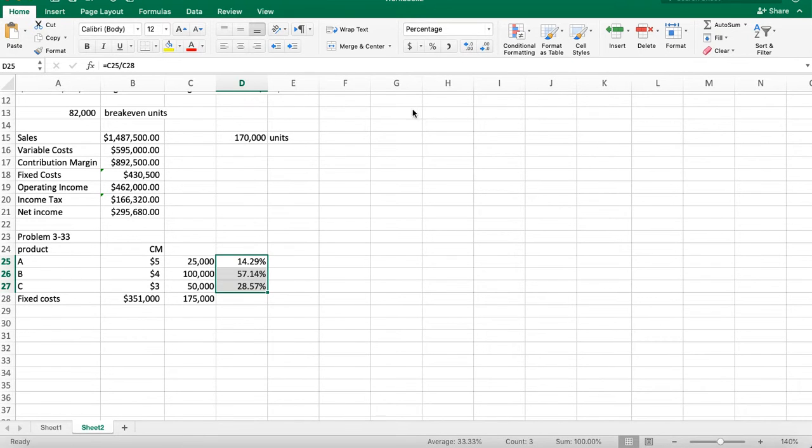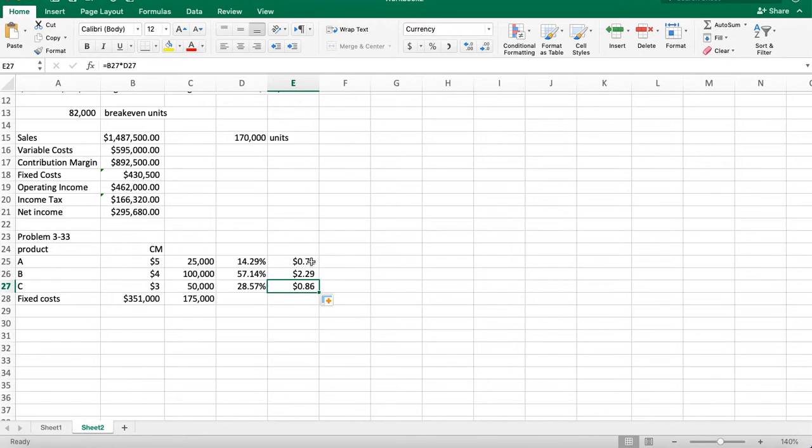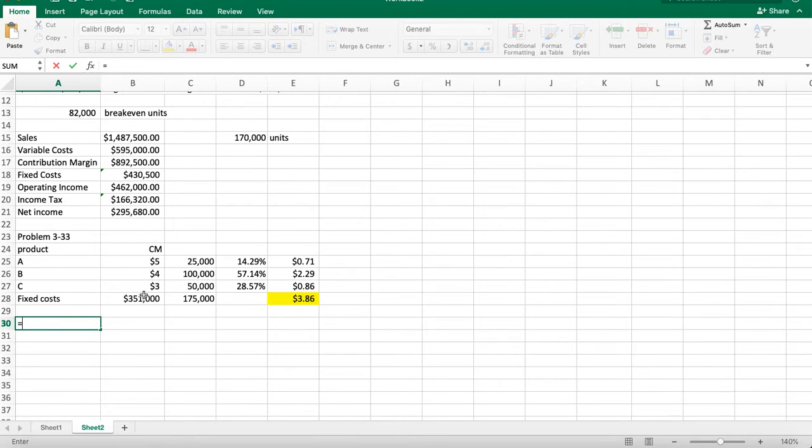Okay, so we get a percentage. I'm going to go ahead and carry that over to two places. So then we take our contribution margin times the percentage. For each one of those, I'm going to carry that down. And then we total those, and this is the number we're looking for right here. Now you can go back and watch this again. I know I went really fast, but I know you can pause and back up.